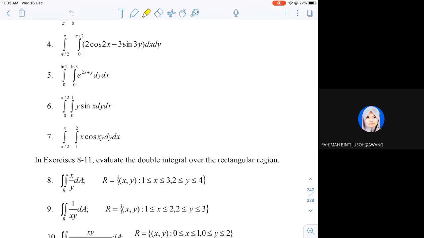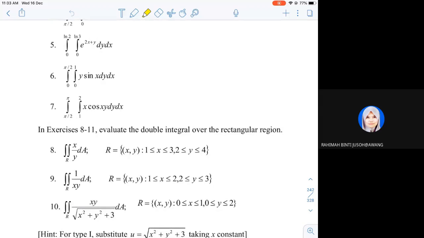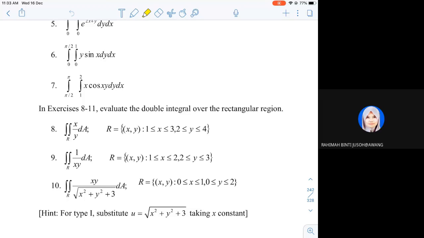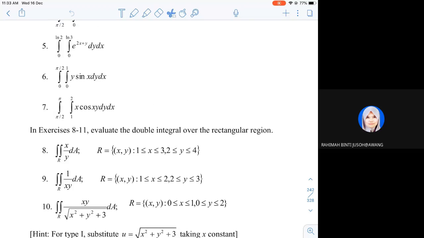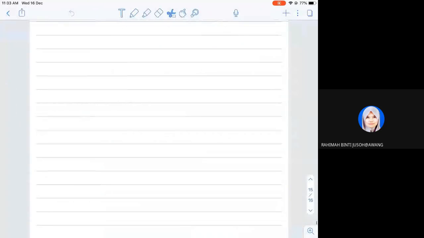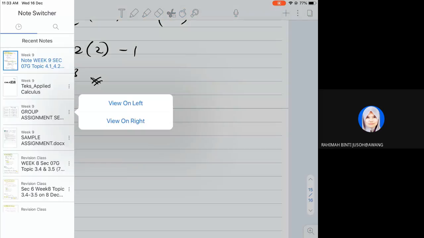Questions number 6 and 7 you can answer, guys. Which question do you want me to solve? Try to guess which question I am doing. 7. Okay, can. Let's do question number 7. Copy. Okay, let's do question number 7.